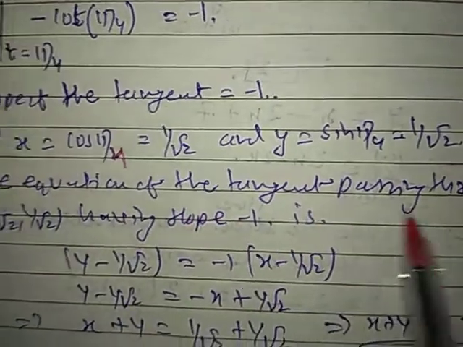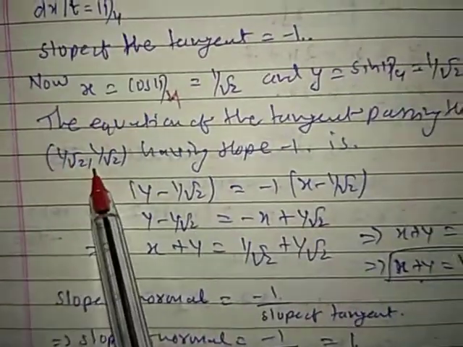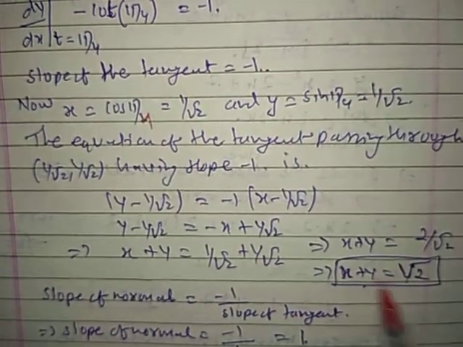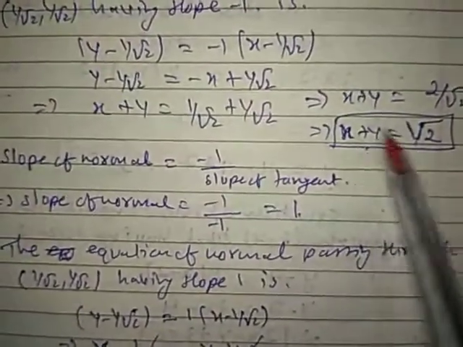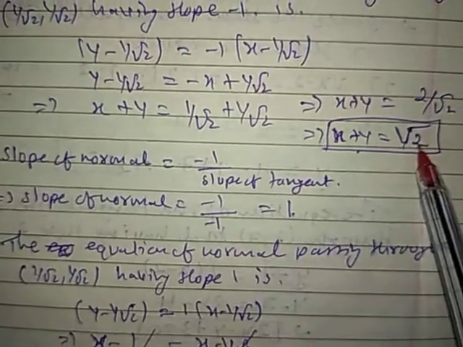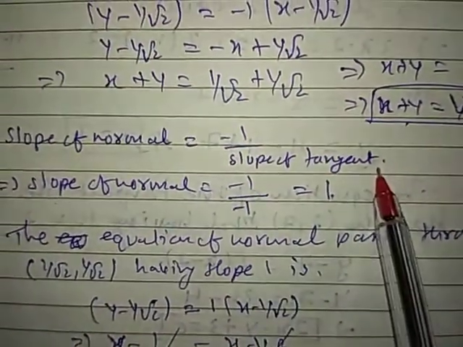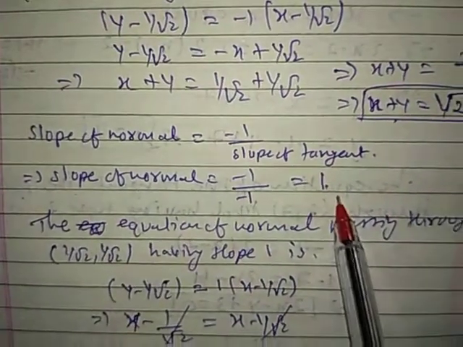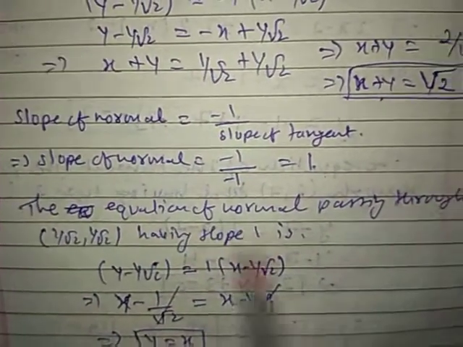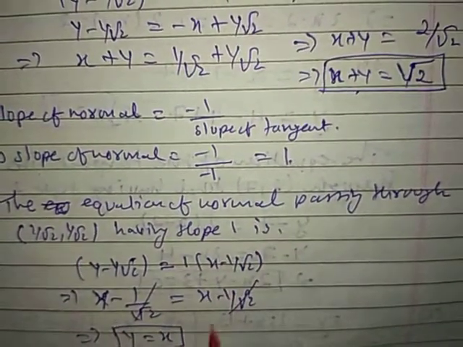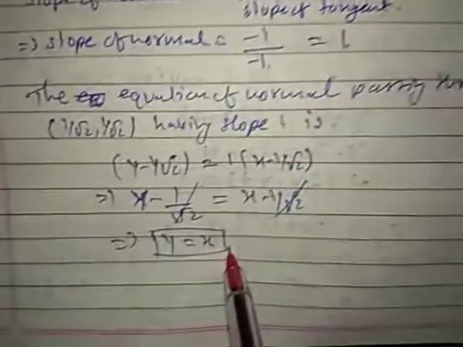So the equation of the tangent passing through (1 by root 2, 1 by root 2) having slope minus 1 is this. Is it clear? Okay, it is x plus y is equal to root 2. Now the slope of normal is equal to minus 1 upon the slope of tangent. So the slope of normal is 1. So the equation of the normal passing through (1 by root 2, 1 by root 2) having slope 1 is this. So x is equal to y it becomes.